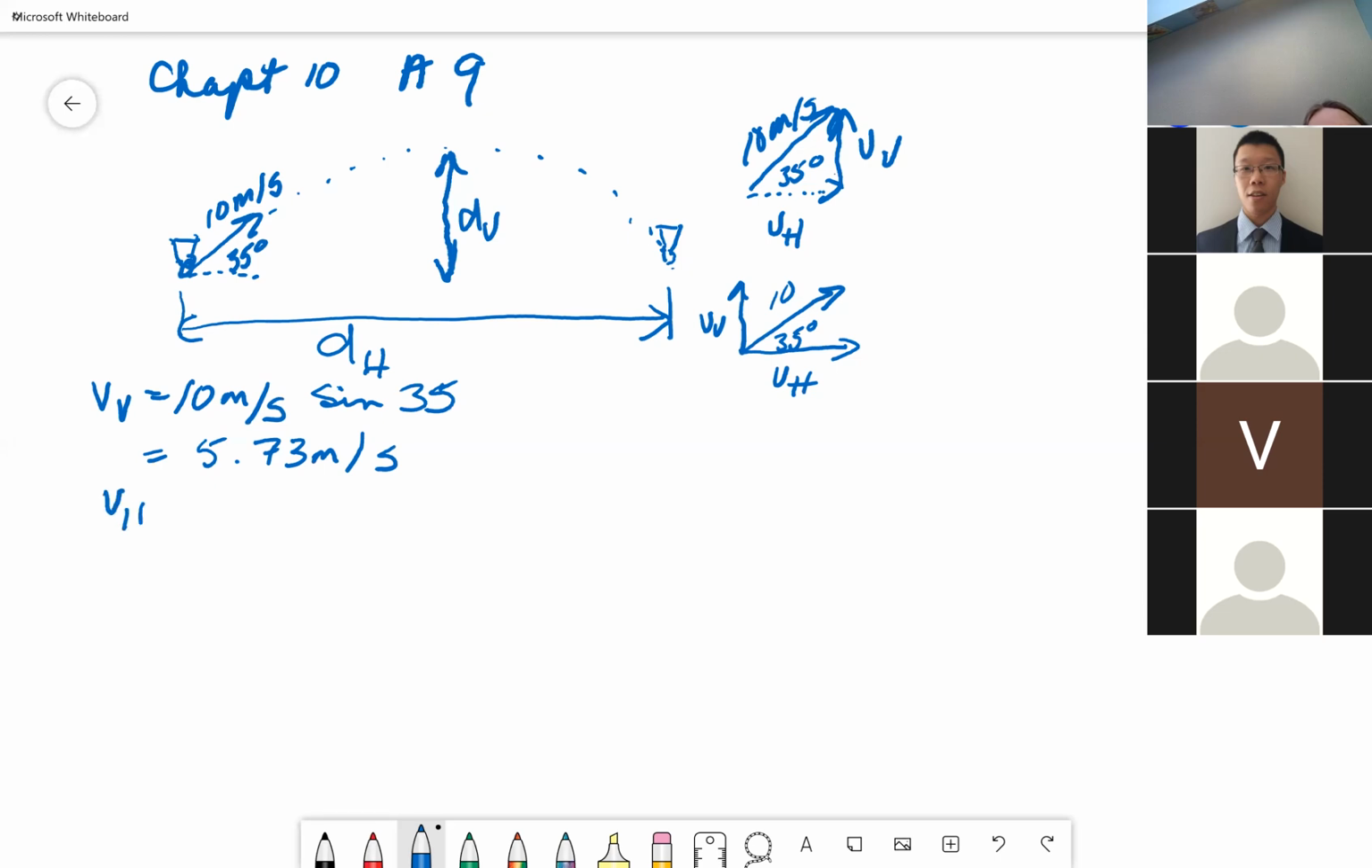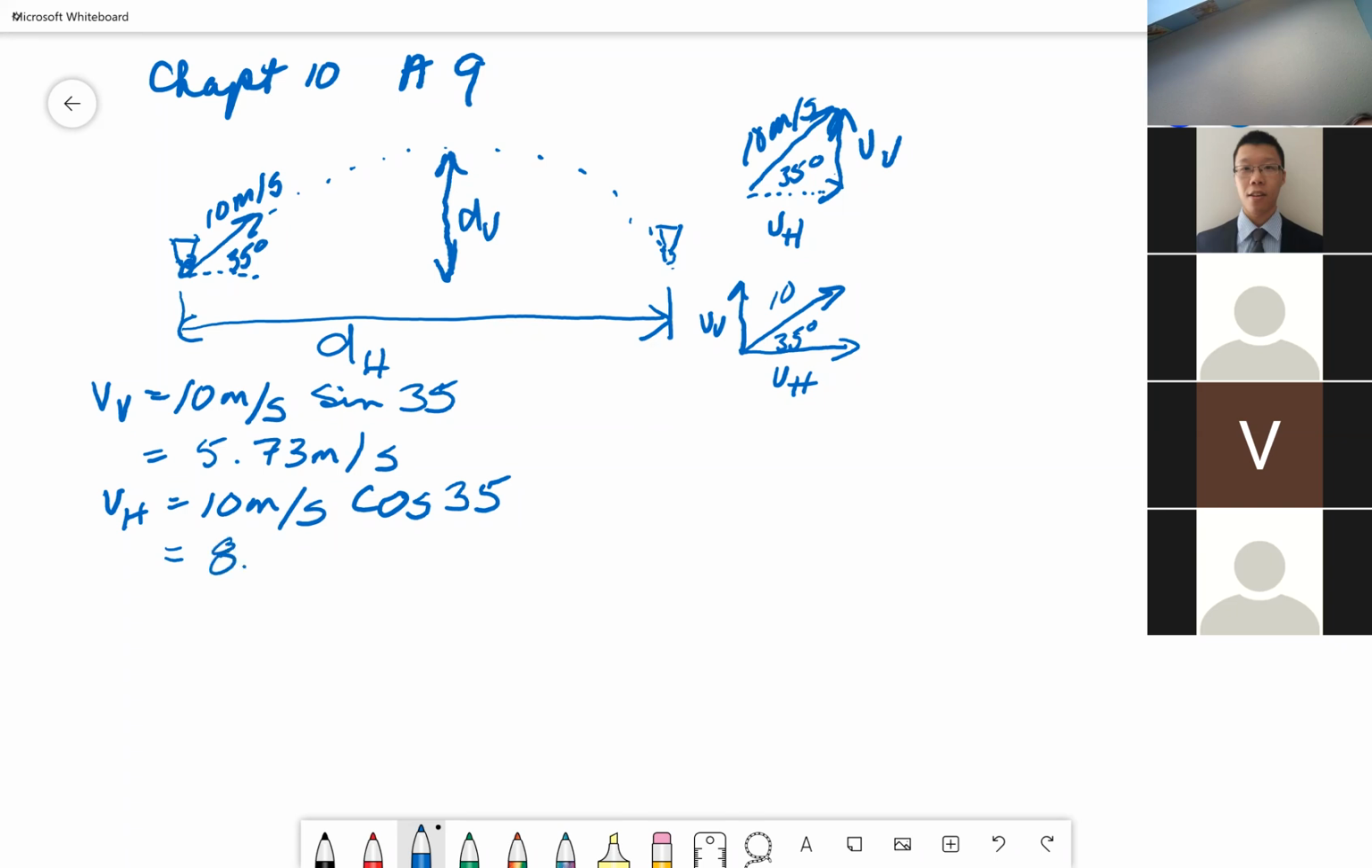And V horizontal equals 10 meters per second times cos, because that's adjacent. And in the case of projectile motion, if you're given the angle or angle of projection, you're always going to be using cos for the horizontal, because it is adjacent. The angle of projection is with respect to the horizontal. So 10 times cos 35.